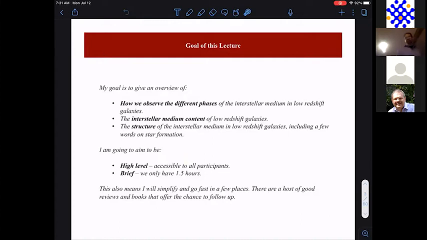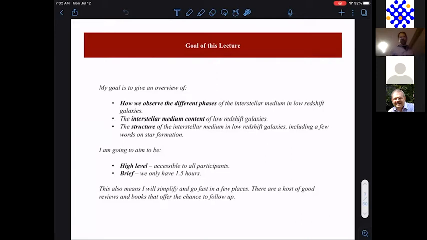Because we're doing this in 1.5 hours to cover the interstellar medium of all the galaxies in the nearby universe, and as Frederick really nicely pointed out, we have a wide range of backgrounds, I'm going to try to keep things high level, by which I mean accessible to as many of the participants as possible. And of course, we have to be brief. So that means I'm going to simplify, and I'm going to go fast in a couple of places.